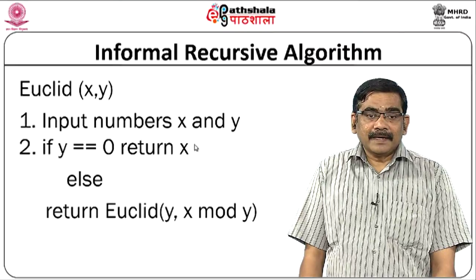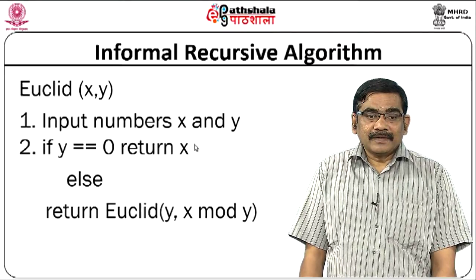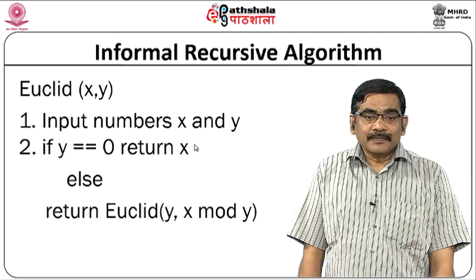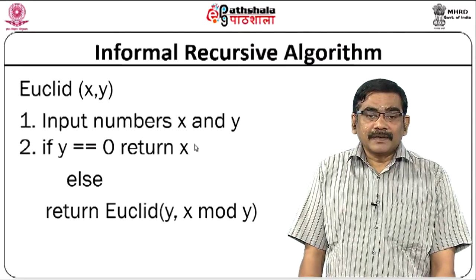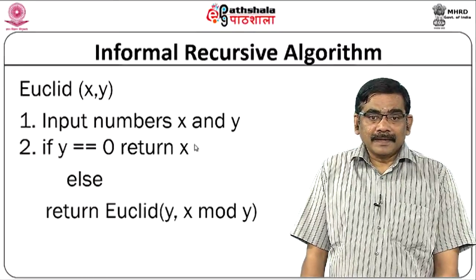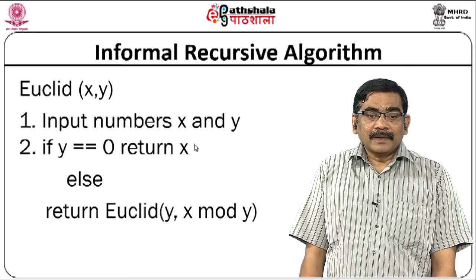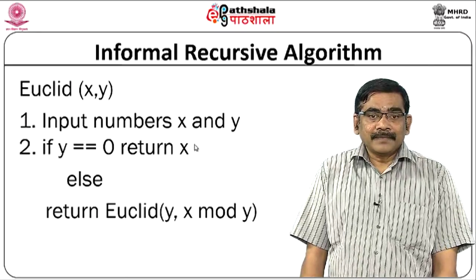Euclid x comma y: you can see very well if y is 0, return x, otherwise it is going to be Euclid of y comma x mod y. So, this is going to be repeated till we get the answer.